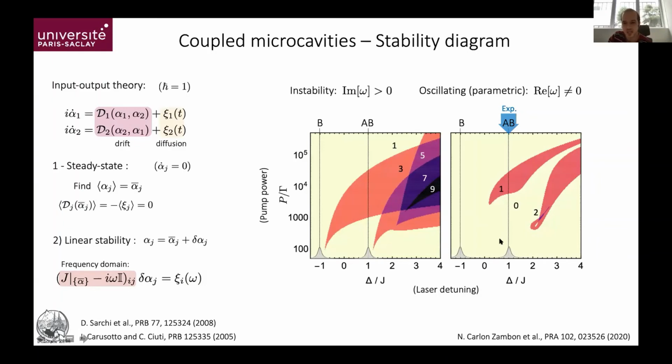And in the right panel, instead, I plot in this phase diagram the number of parametrically unstable solutions. So the idea now is to perform an experiment, for instance, exciting in correspondence of the antibonding linear resonance, and to scan the power across this parametric instability region and see if we can observe it.